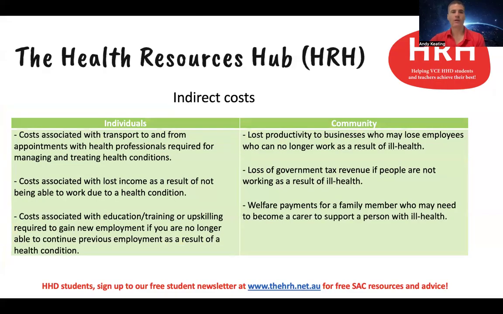So then some indirect costs. Once again, remember these aren't necessarily to do with the treatment or management of the condition, but they do come about as a result of individuals having a condition. So the first individual one there is costs associated with transport to and from appointments with health professionals that are required for managing and treating health conditions. So if you're having to pay for public transport or for a taxi or something like that, it's still a cost that you're directly having to pay for, but it's not associated with treating or managing the condition. It's just about getting to or from that health professional. So it's an indirect cost. You're still having to pay something, but it's not directly related to treating and managing the condition.